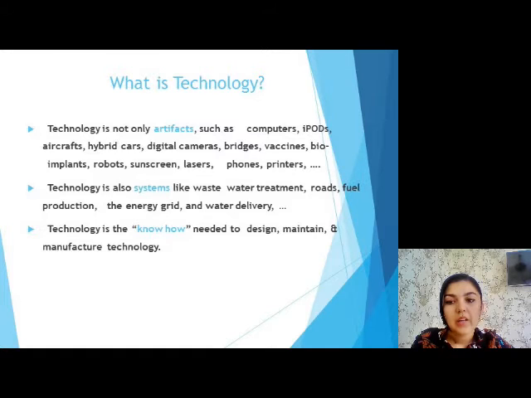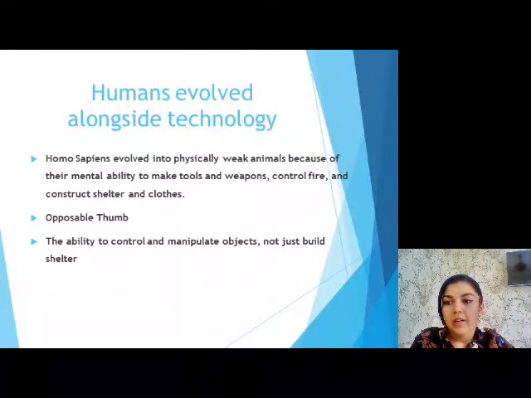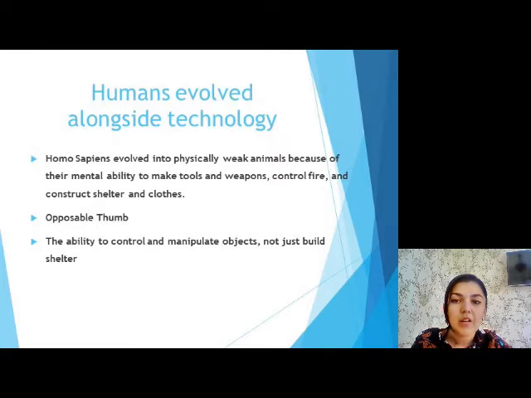And even now, the word technology is being used in place of the word labor science. Instead of labor science, in the field of labor science, it is substituted with the word technology nowadays. Humans evolved alongside technology. Homo sapiens evolved into physically weak animals because of their mental ability to make tools and weapons, control fire and construct shelter and clothes. Or possibly, the ability to control and manipulate objects, not just build shelter.